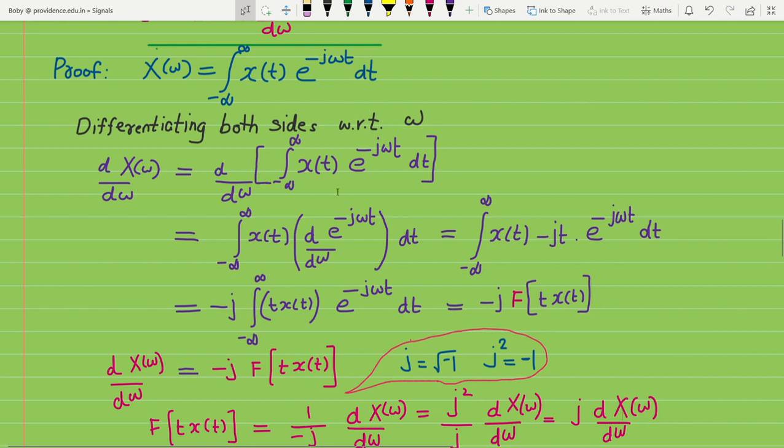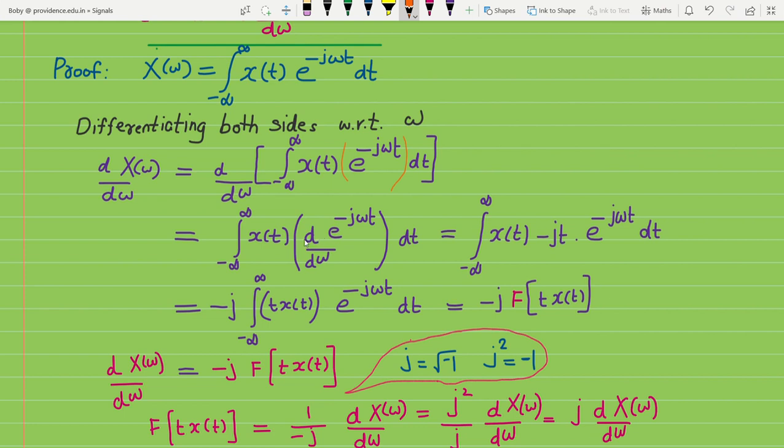Now we can differentiate this right hand side. Here we are differentiating it with respect to omega. That is why there is only one function that contains omega, that is e power minus j omega t. So here only in e power minus j omega t is there omega. So we need to differentiate only that one term.